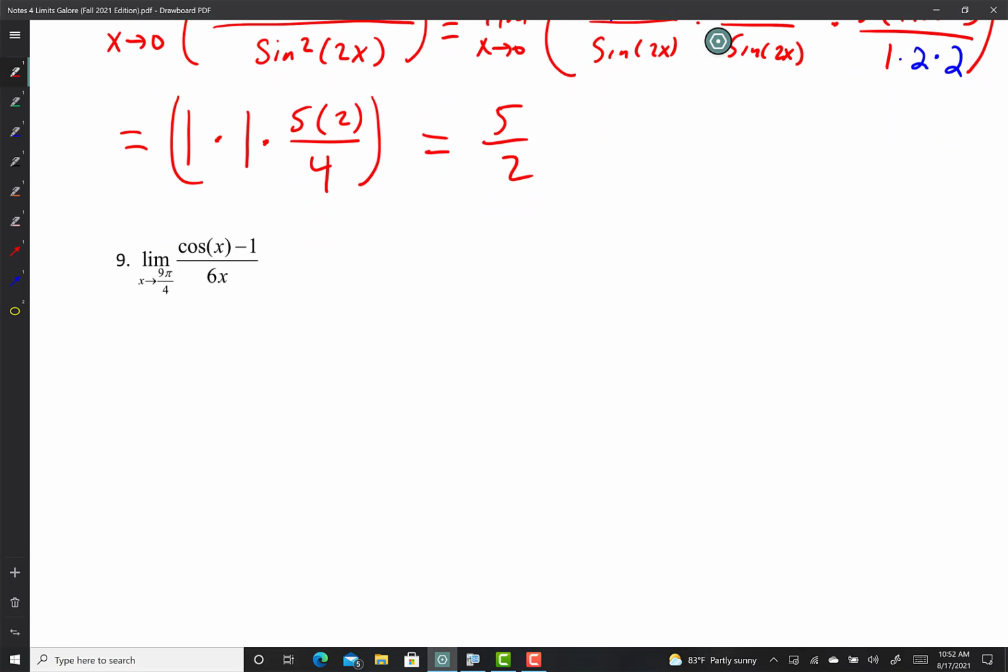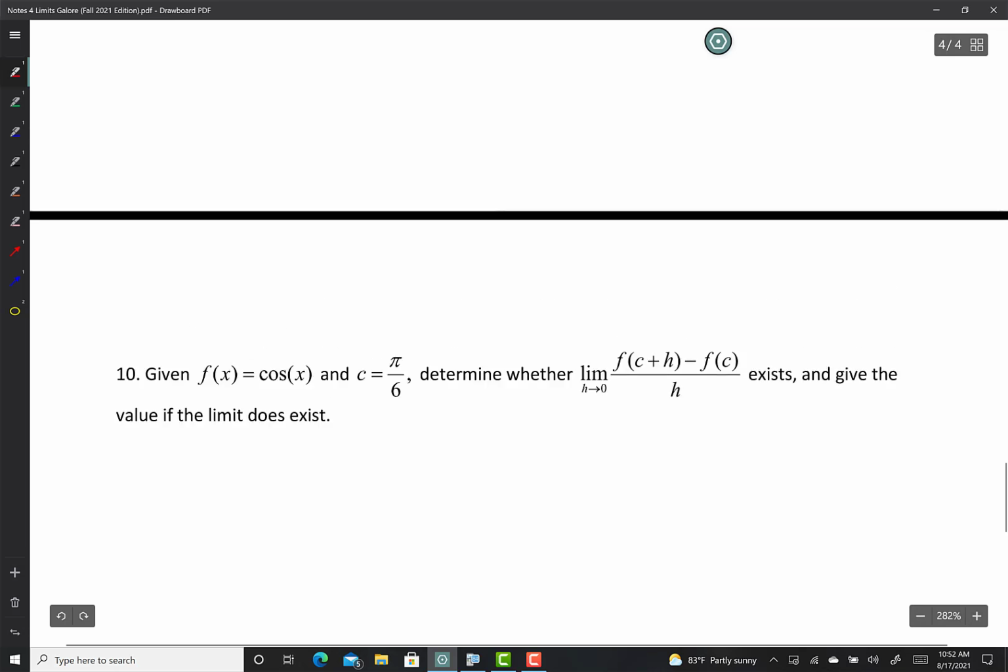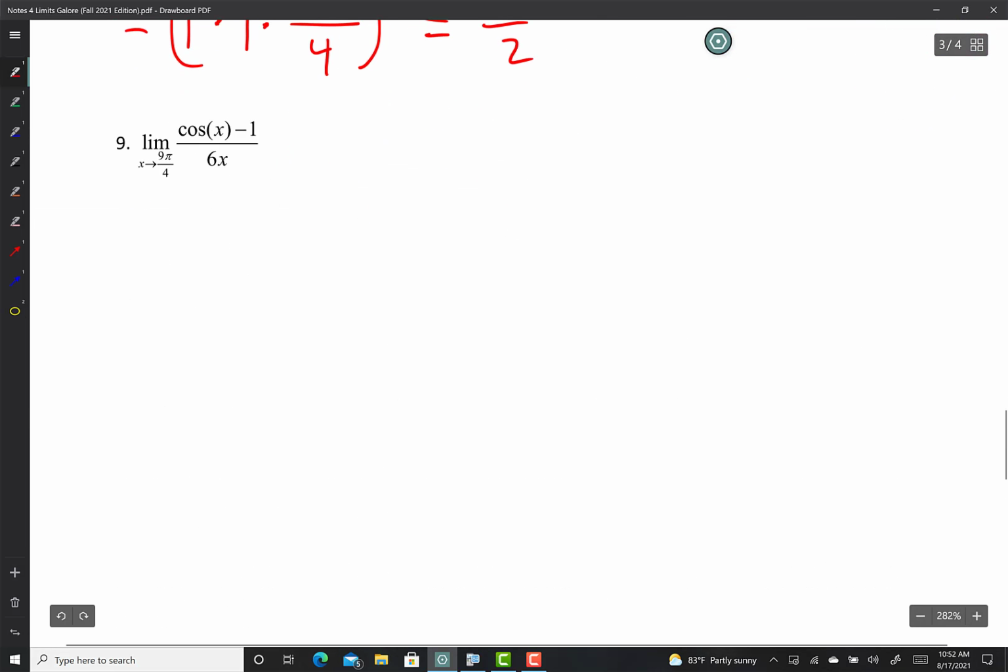Number 9. Guys, let's keep going. We're almost done. Number 9: cosine x minus 1 over 6x as x approaches 9 pi over 4. Can I do direct substitution? Yes, you can. And guys, I know we haven't been doing those unit circle quizzes, but they're going to have to start coming up. So here we go.